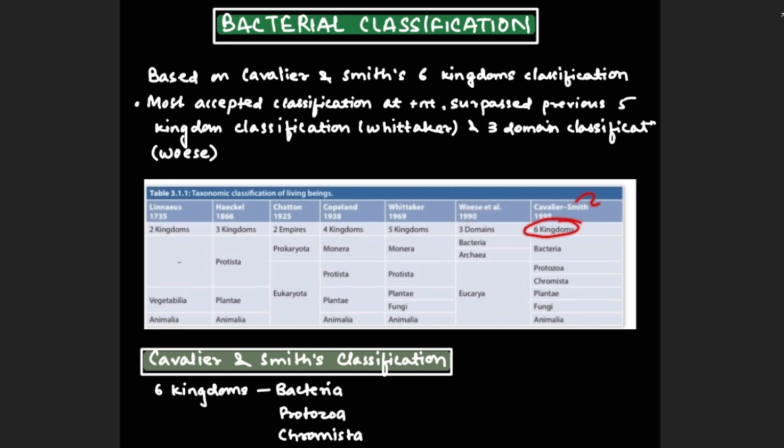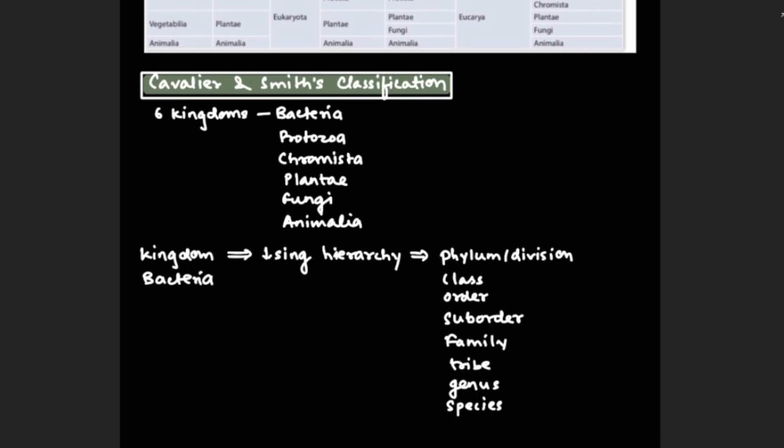Then the six kingdom classification was given by Cavalier-Smith. It is divided into Bacteria, Protista, Chromista, Plantae, Fungi and Animalia. So this was all about various kingdoms and scientists. Let's discuss the Cavalier-Smith classification. It was a six kingdom classification divided into Bacteria, Protista, Chromista, Plantae, Fungi and Animalia. The hierarchy, in decreasing order, is phylum, division, class, order, suborder, family, tribe, genus and then species.